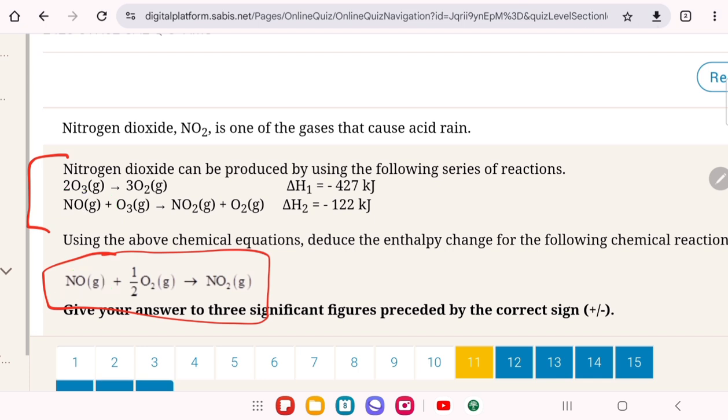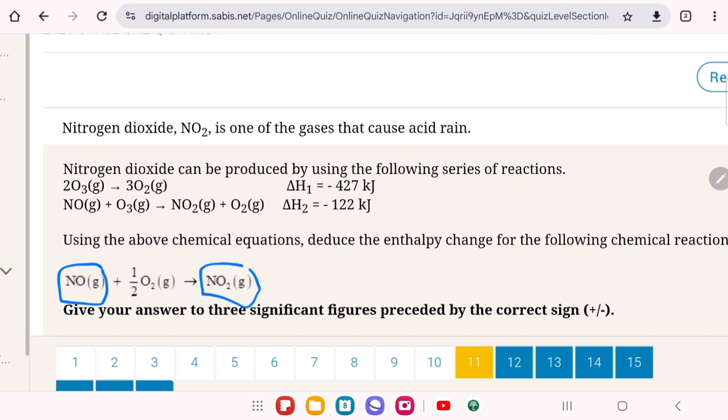Then, second of all, we have 1/2 O2. Do we have O2 in more than one place? Yes, so we will keep it for last. Finally, we have NO2 as a gas, and its coefficient is 1. Here also, we have it as a gas. It is on the reactant side and its coefficient is 1. So for the NO and the NO2, we are safe.